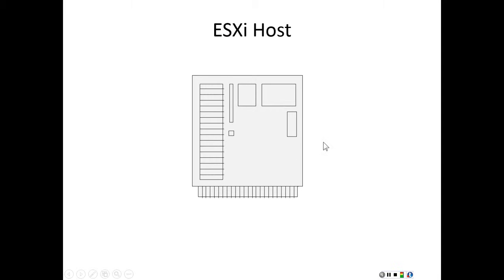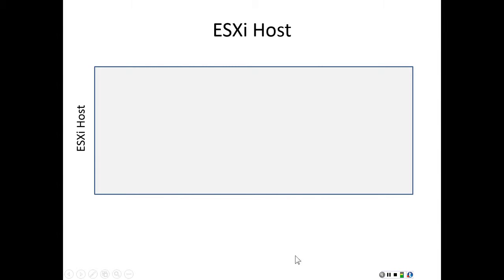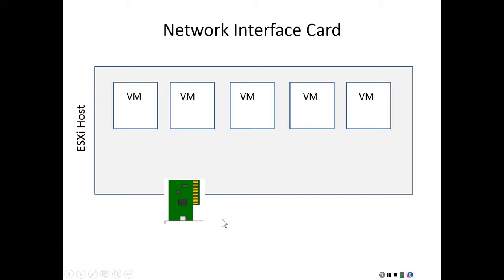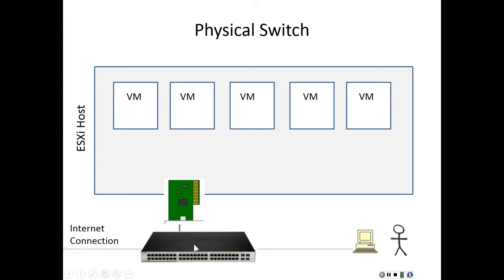Let's examine a virtual switch on an ESXi host. This diagram is supposed to represent an ESXi host. Virtual machines run in an ESXi host, and an ESXi host has at least one network interface card. That network interface card connects to the physical switch, which connects to the user's workstations, and which connects to the internet. So the question is, how do all these different virtual machines connect to one physical network interface card?